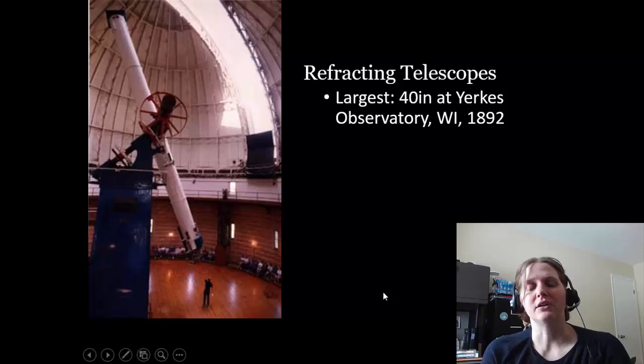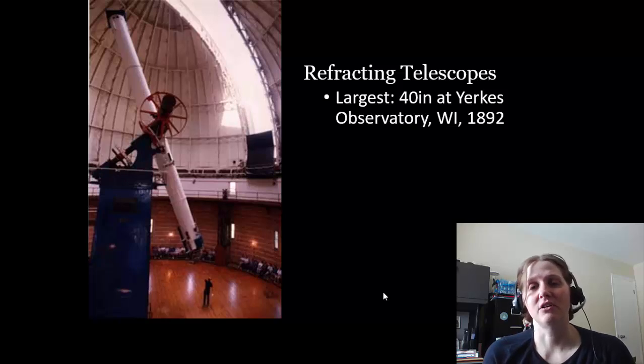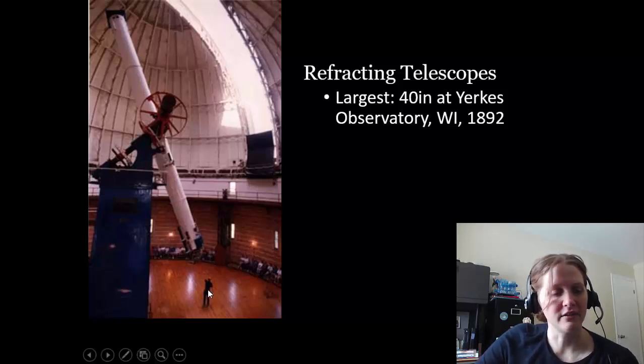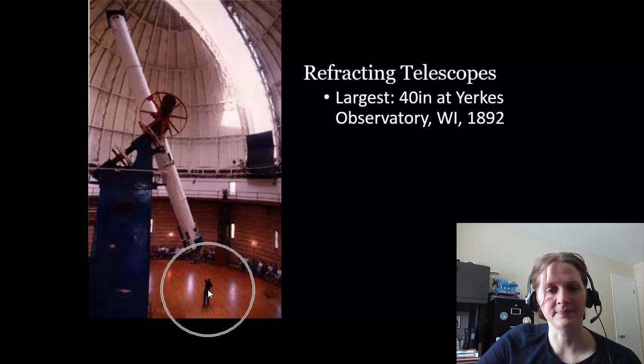Here is a refracting telescope. Its opening is 40 inches across. This is no longer used to do science. This is no longer competitive. For scale, check out the person down here.